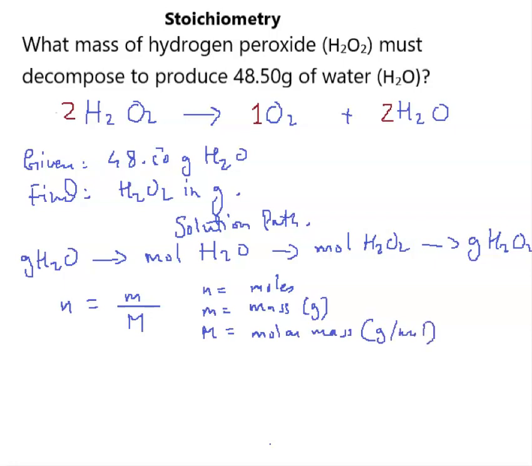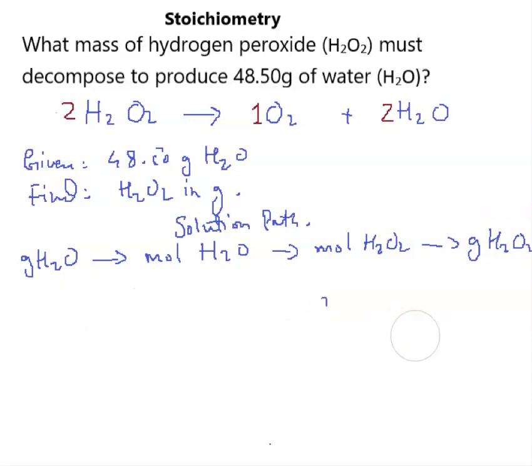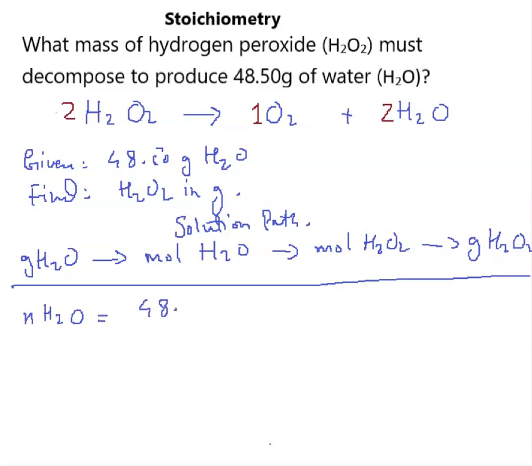Okay, so now we'll use this formula. Let's erase this to have more space. Okay, let's make a line here. So n equals 48.50 divided by 18.02. 18.02 is the molar mass of H2O. O is 16 and H is 2. This is from the periodic table.